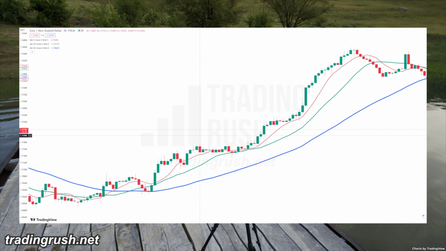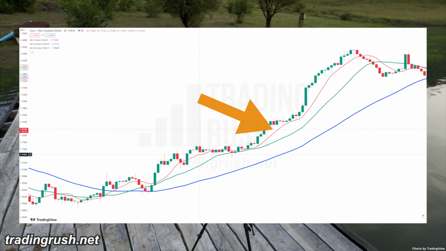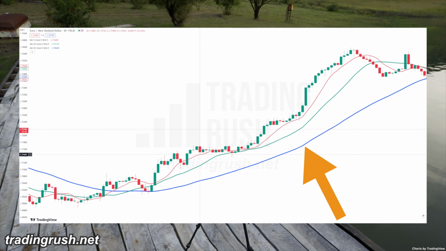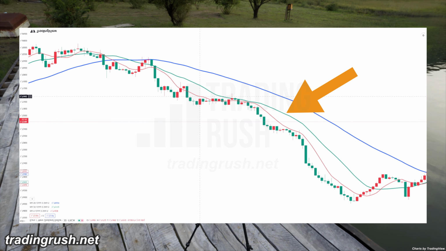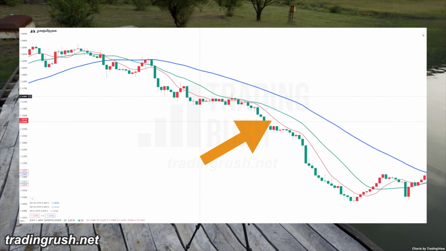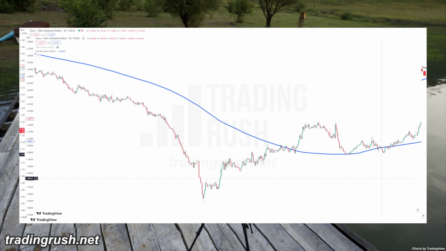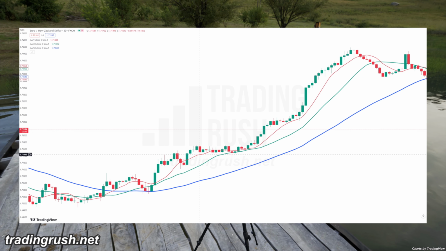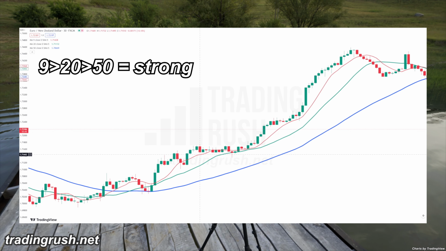If you observe these 3 moving averages during a trend, you will notice that the 9-period moving average is on top, followed by the 20-period moving average, and then the 50-period moving average at the bottom in an uptrend. In a downtrend, this order is reversed. The 50-period moving average is on top, followed by the 20-period moving average, and then the 9-period moving average at the bottom. Usually we use a single moving average to identify the trend, but here we're determining which side has more momentum. For example, if we see a pattern of 9, 20, and 50 in an uptrend, we can infer that the uptrend is strong.